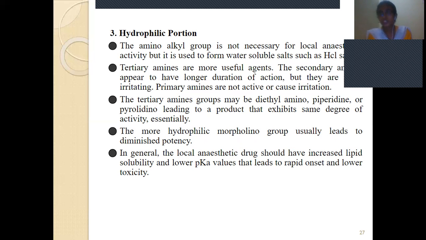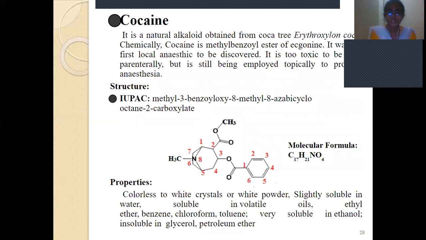It means the drug should have more lipid solubility and a lower pKa value for better activity of the drug, and it will also reduce the toxicity of the drugs. So this is the SAR of the benzoic acid derivatives. So let's see, the first drug is cocaine.